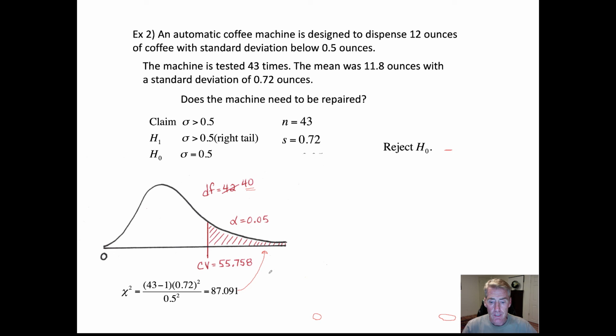The official way to say that is reject H sub 0. And then the claim is true. So that means that this has too much variation. The machine needs to be repaired. Or like I said, if they're rich, just buy a new one.